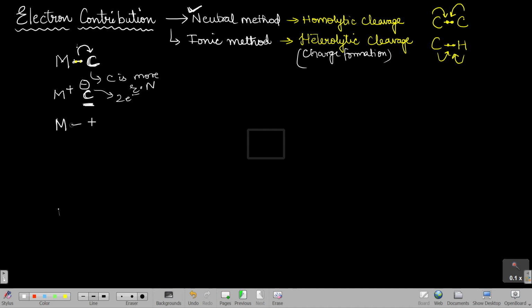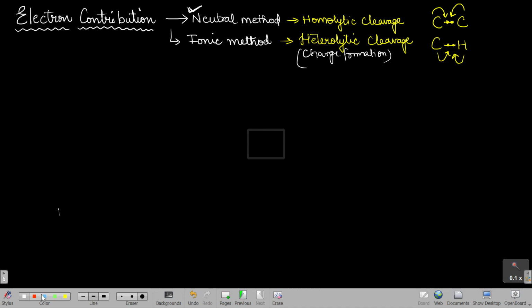But if you do the same thing through a neutral method, you don't have to think about the electronegativity. You simply see 2 electrons, break one towards metal, 1 towards carbon, and you say the electron contribution is 1 electron. So this is the basic difference between the neutral method and ionic method. Okay. Now when we do some examples, you will start understanding how we have to apply this.